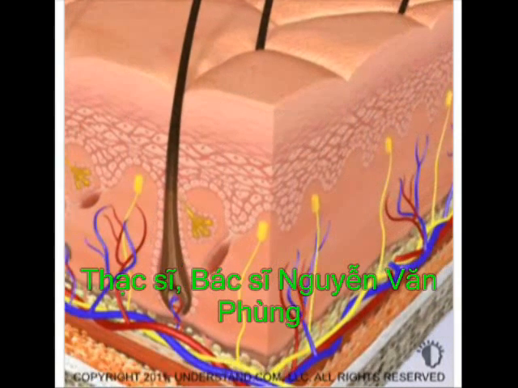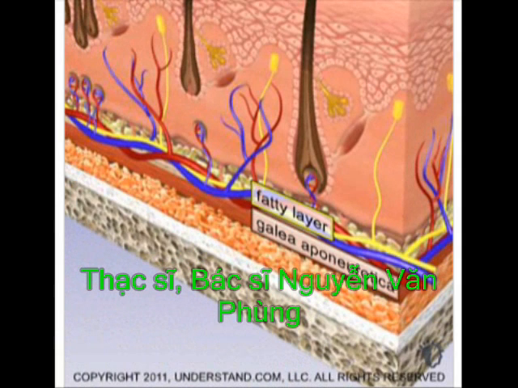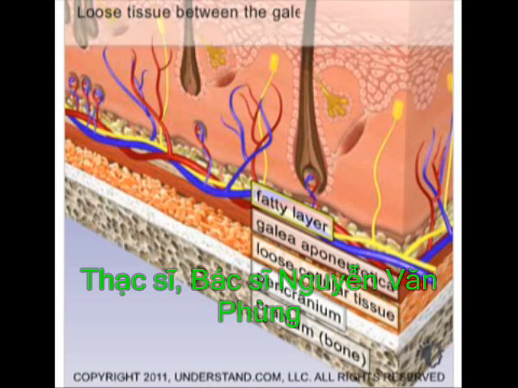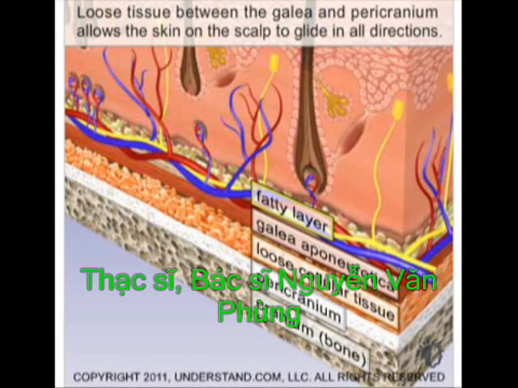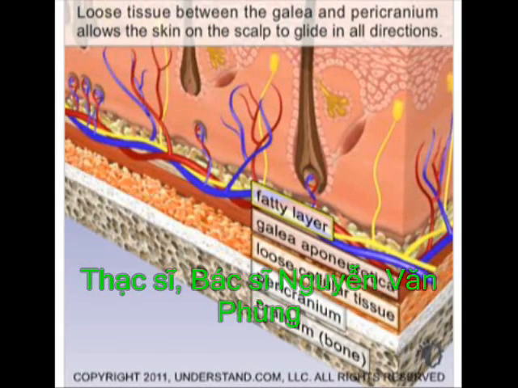skin. Unlike other skin, a fatty layer beneath the dermis in the scalp attaches to a fibrous tissue called the galea aponeurotica. A layer of loose cellular tissue separates the galea from a membrane of tissue that lines the outer surface of the skull, called the pericranium. The loose tissue between the galea and pericranium allows the skin on the scalp to glide in all directions. Many people can feel the gliding motion by pushing and pulling on the scalp with the fingers.